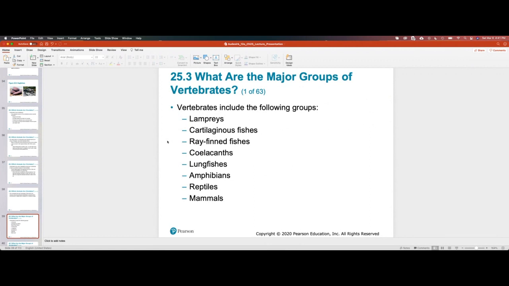So different groups among the vertebrates: the lampreys, the cartilaginous fishes, the ray-finned fishes, which I know is not a reference to Ray and Finn from Star Wars, the coelacanths, the lungfishes, the amphibians, the reptiles, and the mammals.